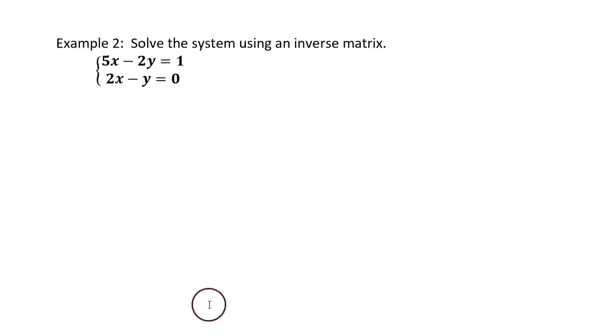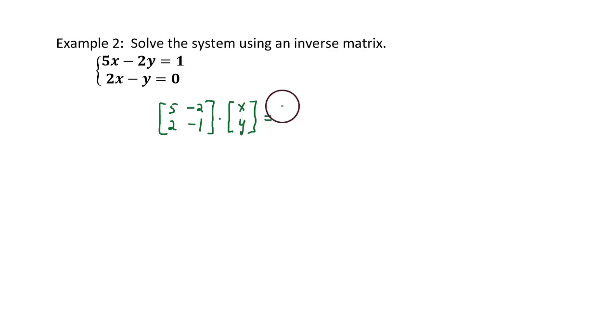Let's try another example using this technique of solving a system of equations using matrix techniques. So the first step, rewrite the system using matrices. 5, -2, 2, -1, times a matrix containing the letters x and y, equals a matrix containing the constants 1 and 0.